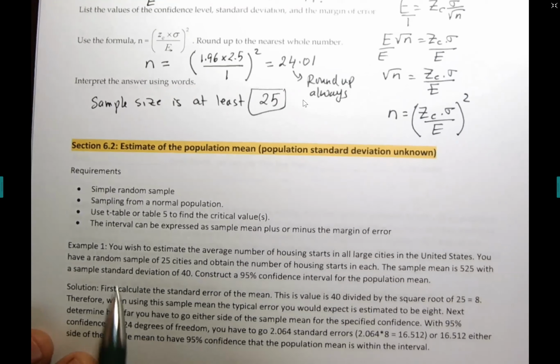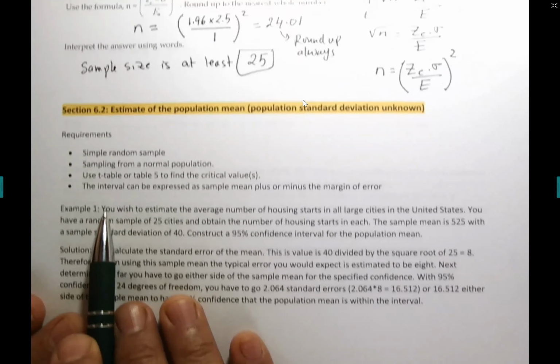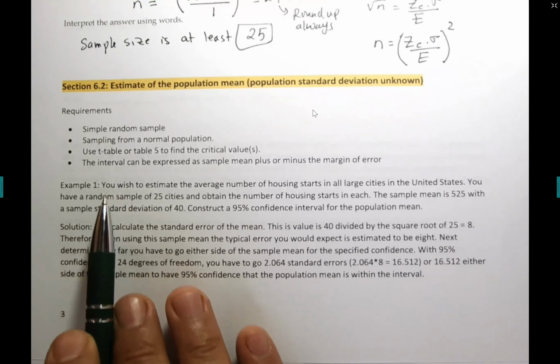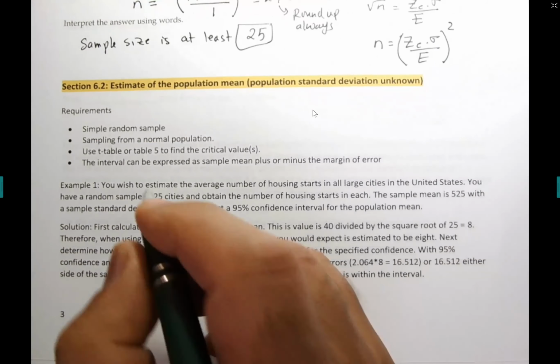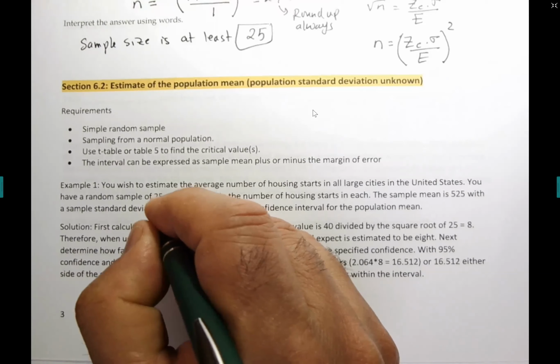Let's do this example, example one. You wish to estimate the average number of hours it takes in all large cities in the United States. You have a random sample of 25, so n, guys, is 25.